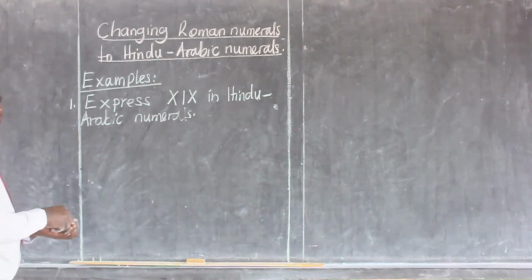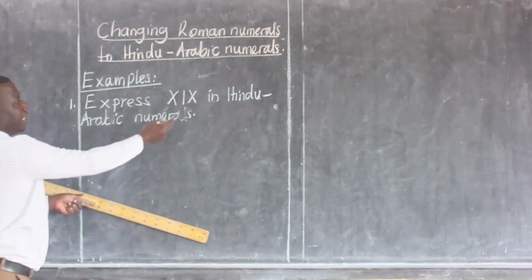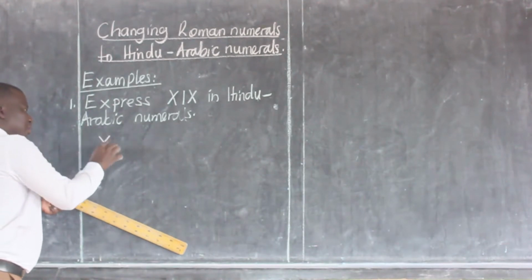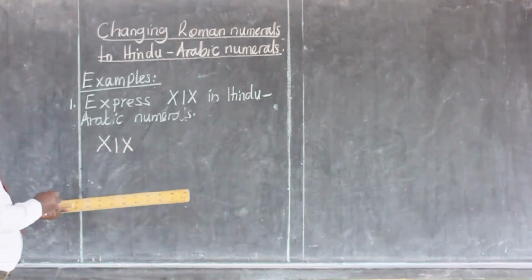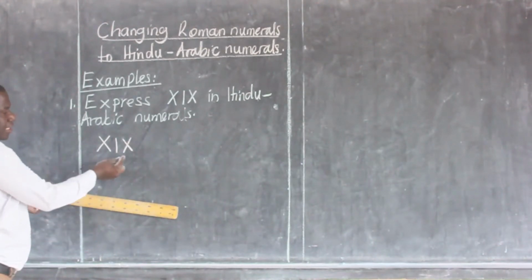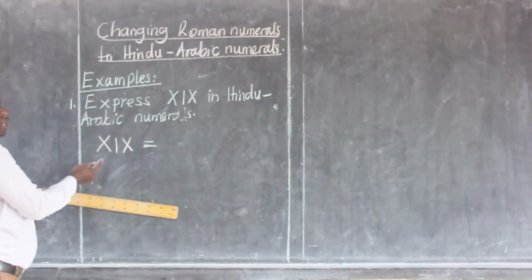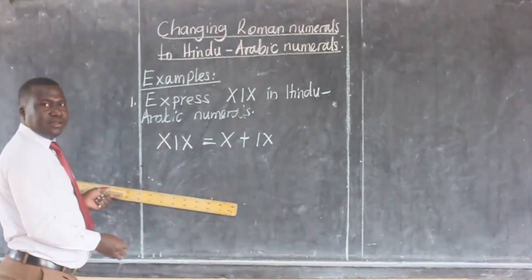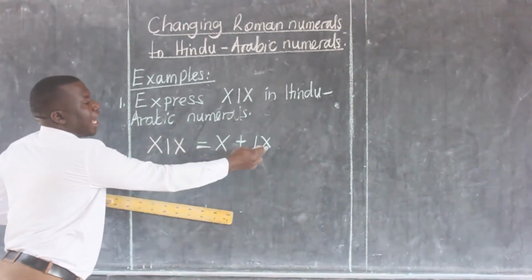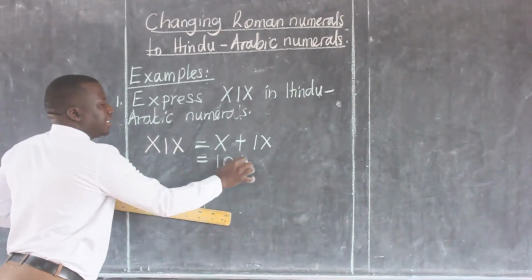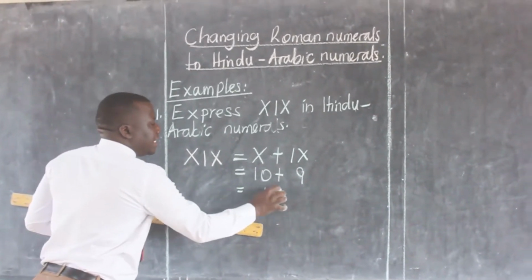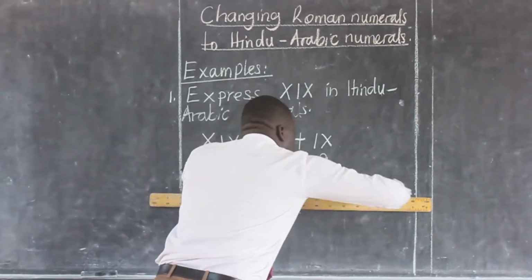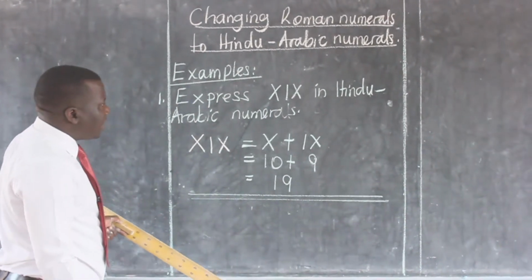Okay? Now, what you need to know here is when you are given a Roman numeral, you are supposed to change it to a Hindu-Arabic numeral. So write that Roman numeral given. You are going to expand it. By just seeing, you can see X is going to be expanded into X plus IX, which gives us 10 plus 9, which gives us 19. Okay? So XIX is written as 19. Then double underline. I hope you have understood that first example.